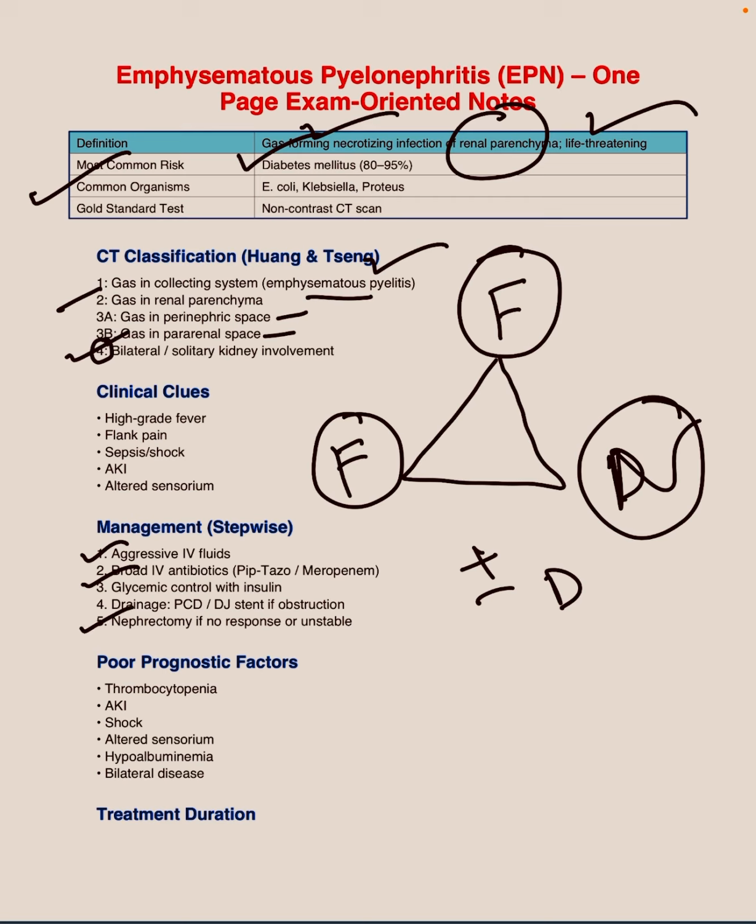What are the indications of nephrectomy? Failure of medical treatment or percutaneous drainage, class 3B or class 4 with multi-organ failure, severe shock, acidosis, rising lactate, and non-functioning kidney. Actually, mortality is higher if nephrectomy is delayed in unstable cases. What are the poor prognostic factors in case of emphysematous pyelonephritis? Thrombocytopenia, AKI, shock, altered sensorium, hypoalbuminemia, and bilateral presentation.